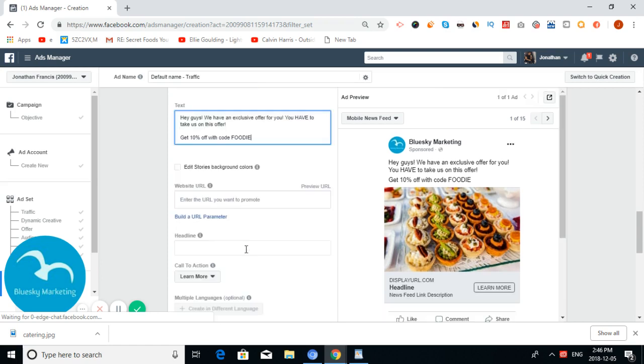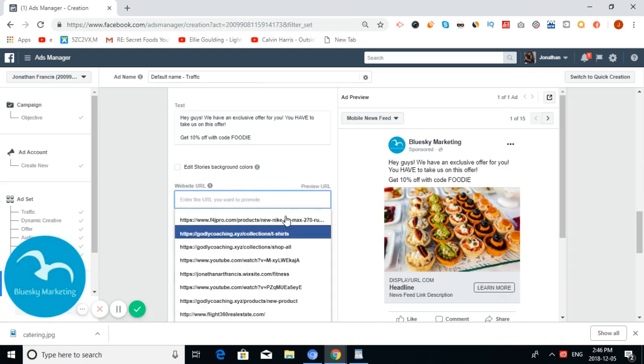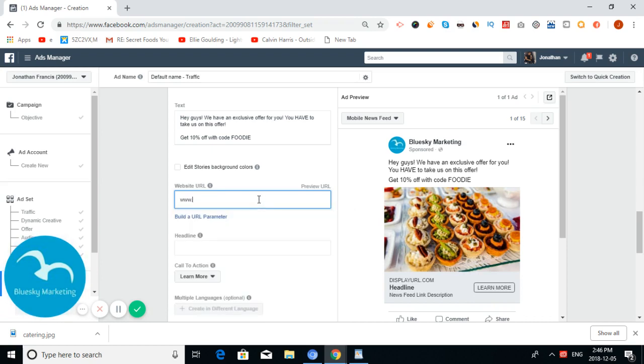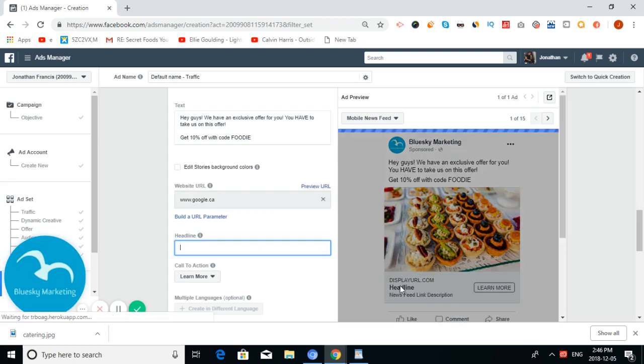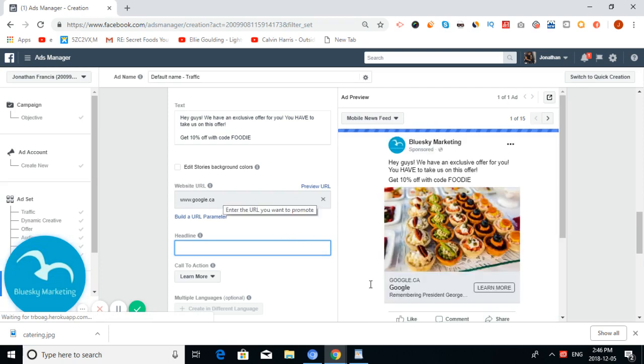As you scroll down, it's going to ask you the URL you want to promote. So what website are people going to come to when they click on this Learn More button? In this case, you want to use your website name. For the purpose of this ad, I'm just going to use google.ca. So anytime someone clicks Learn More, they're going to be taken over to this website you put in right here.